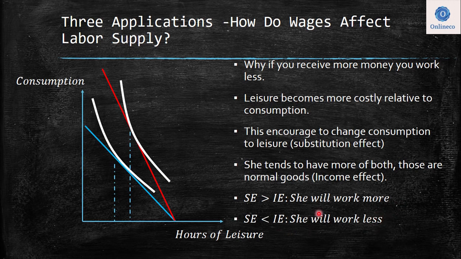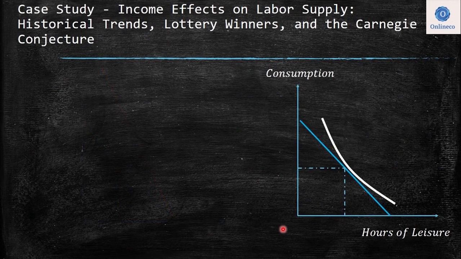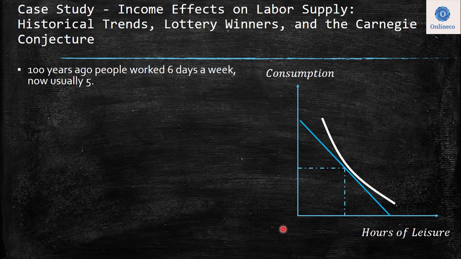People that value money more will have a larger substitution effect than income effect. And the person that prefers well-being, to have more of both, will end up with a substitution effect lower than the income effect. So then this is the case. We have consumption and hours of leisure.